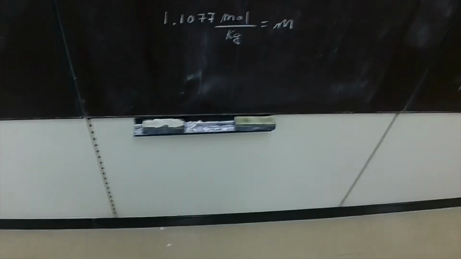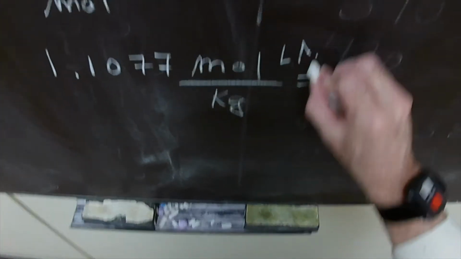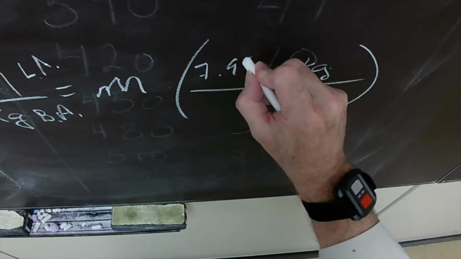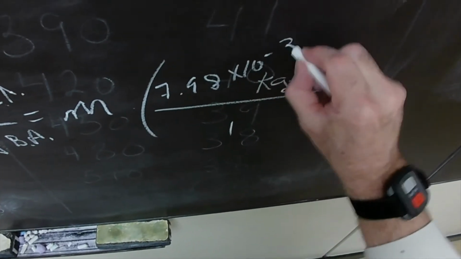What we need is the moles of lauric acid, which is lauric acid here, benzoic acid here. So how do we get that? Well, notice dimensional analysis. If we multiply this value times kilograms of lauric acid, which is 7.98 times 10 to the minus third kilograms, right? Because it was grams over here. Do the same thing as we did before. If we multiply this times that value, the kilograms cancel, and we're left with moles.